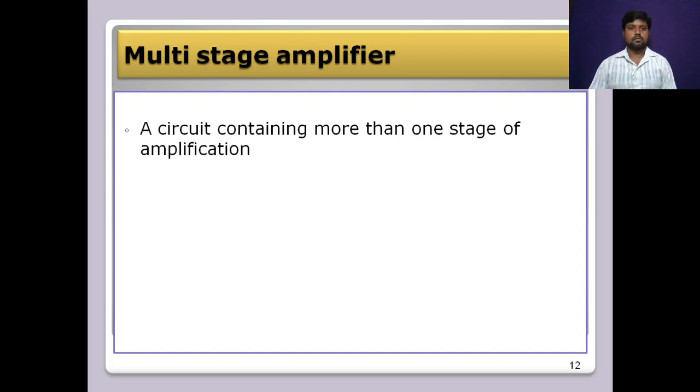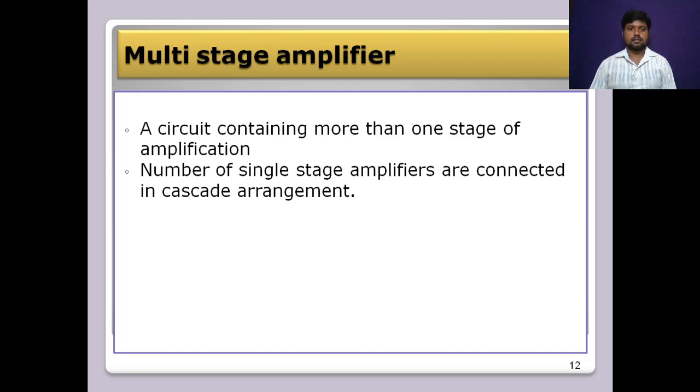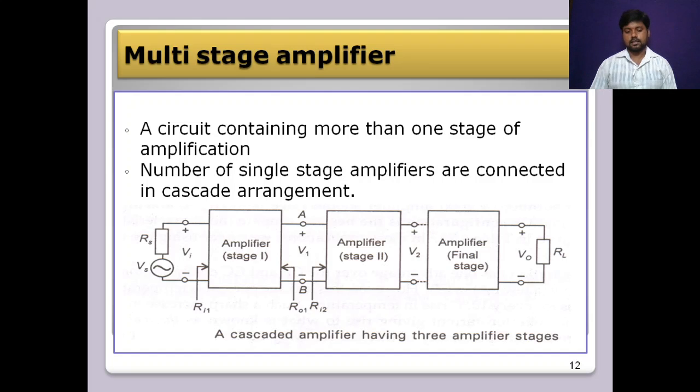Okay, and now multi-stage amplifiers: a circuit containing more than one stage of amplification, as a number of single stage transistors are connected in a cascading arrangement. Because as we know, one stage of the amplifier is connected to the next stage, that is, the output of one stage is connected as the input of the next stage. So here the diagram shows the multi-stage amplifier.